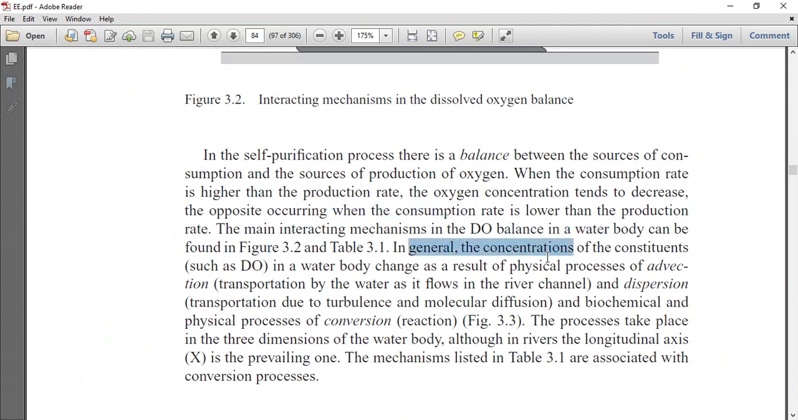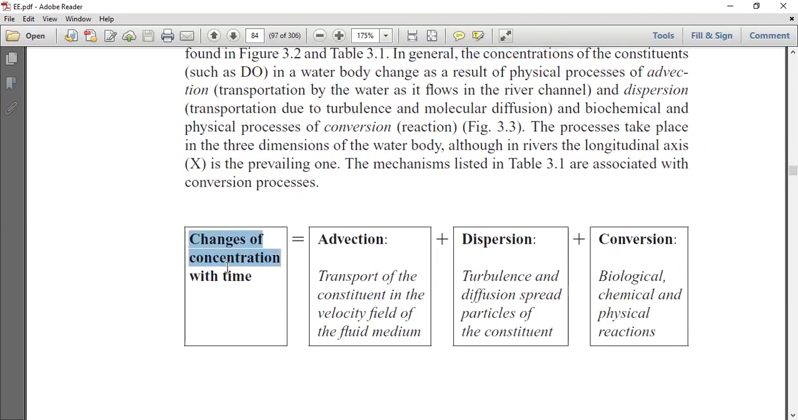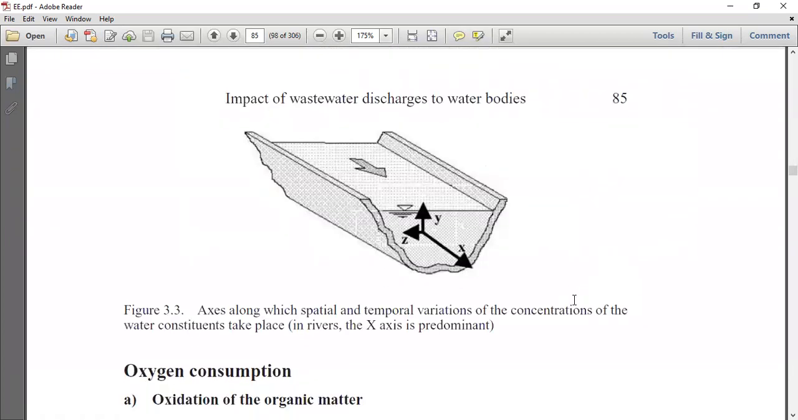In general, the concentration of a constituent in a water body changes as a result of the physical processes of advection and dispersion, and the biochemical and physical processes of conversion. The processes take place in the three dimensions of the water body, although in a river, the longitudinal axis is the prevailing one. So the change of concentration with time depends on advection, dispersion, and conversion. Advection is the transport of the constituent in the velocity field of the fluid medium. Dispersion, turbulence, and diffusion spread particles of the constituent, and conversion covers biological, chemical, and physical reactions.